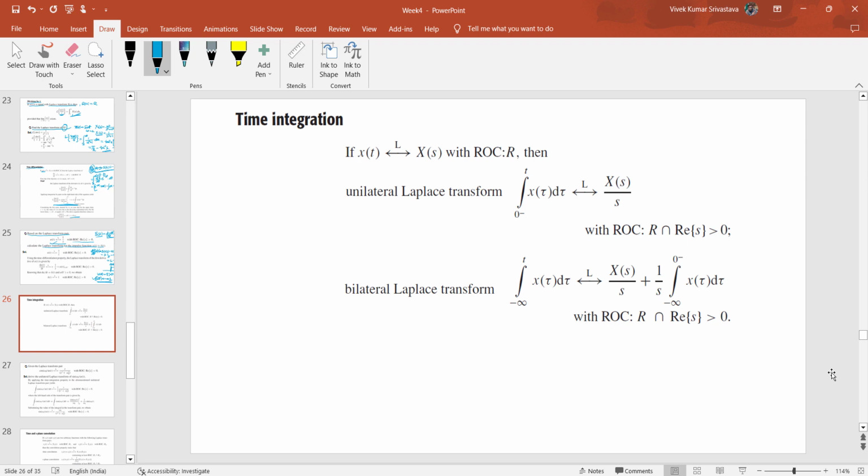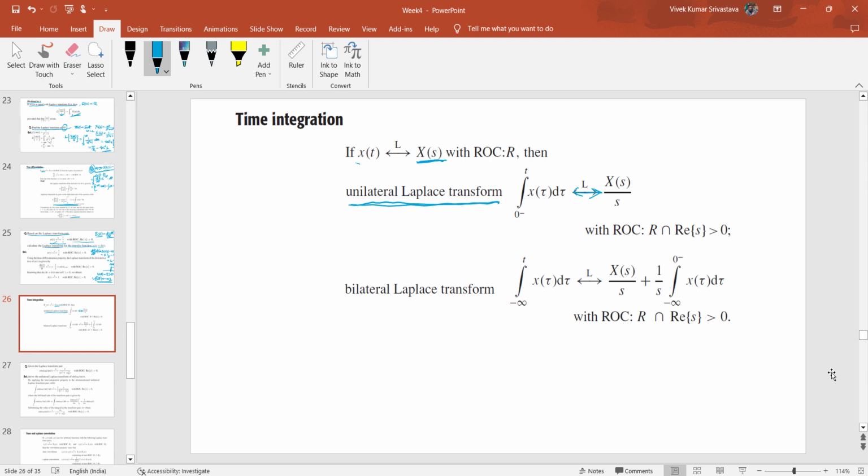So the next property is time integration. The time integration property states that if X(s) is given to us, corresponding to this x(t) the Laplace transform is X(s), then for the unilateral Laplace transform, the integral from 0 to t of x(tau) d tau is defined as X(s) over s.